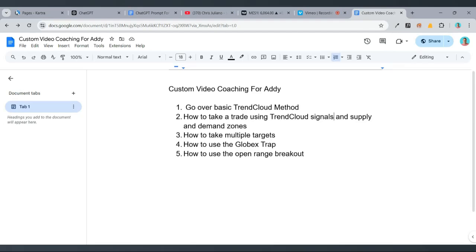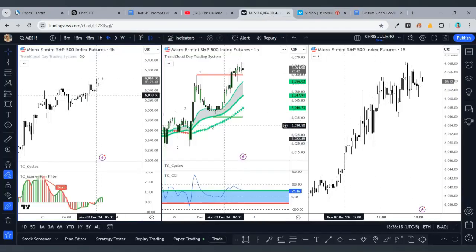I'll then show you how to use the Globex trap and how to use the opening range breakout. Those are two very popular strategies. All right, so let's get into it. Let me get over to the chart.